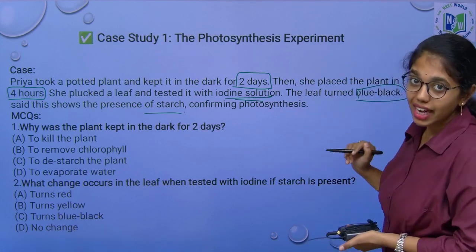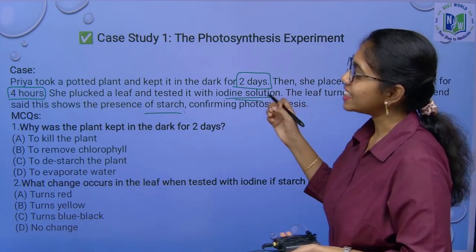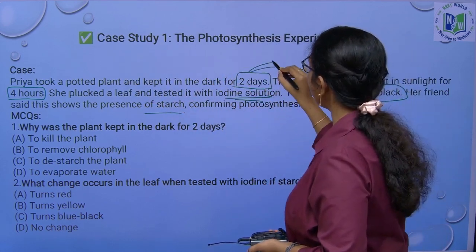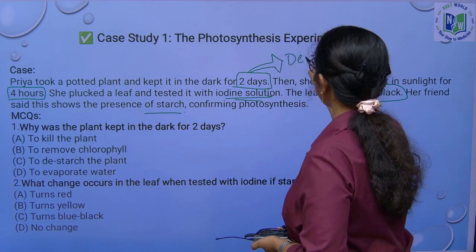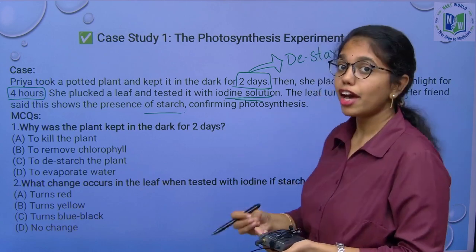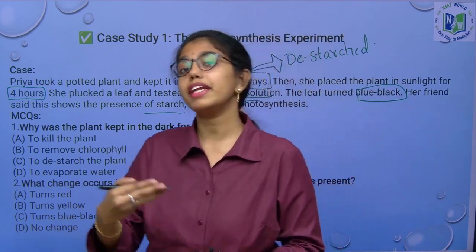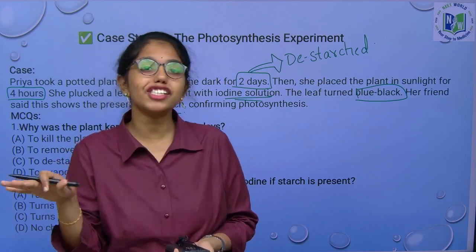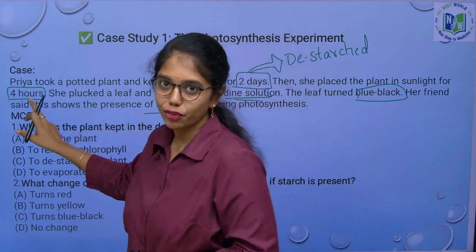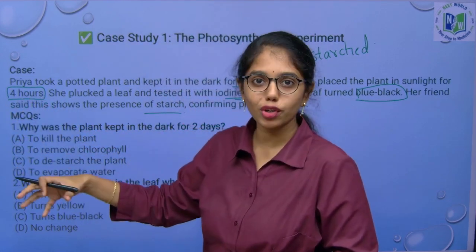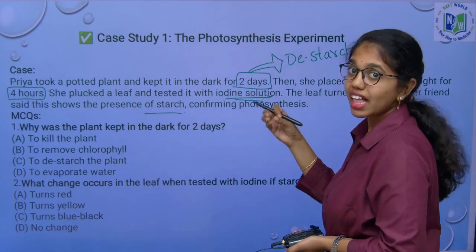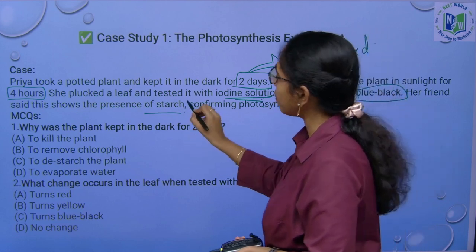First you have to understand the case study that is provided. It is as simple as it is. A potted plant kept in the dark for 2 days means the plant gets destarched. Like how we are not given food for 2 days and immediately you are served with a dum biryani, you will finish it off in one sitting, right? Same way, when a plant is immediately kept under sunlight for 4 hours, it conducts vigorous photosynthesis and prepares starch. And then when the iodine test is performed, the leaf turns blue-black, indicating the presence of starch.